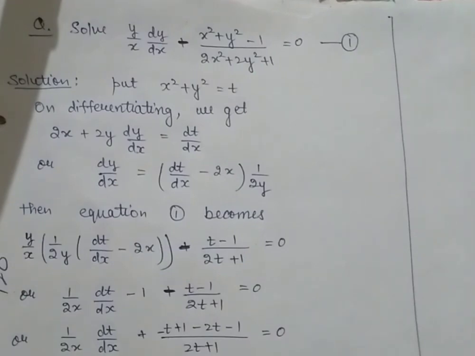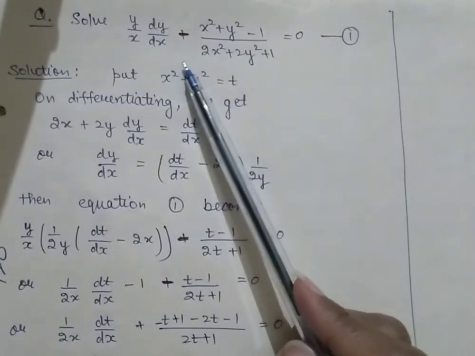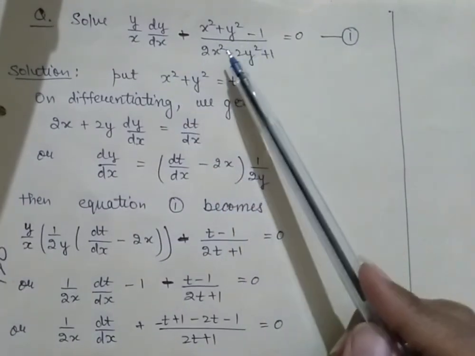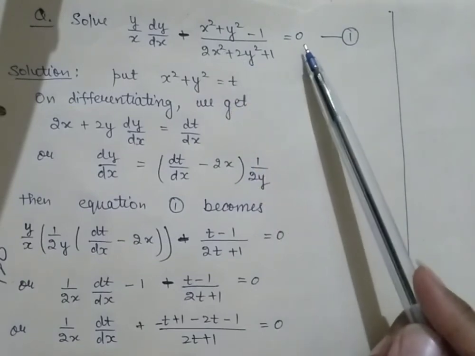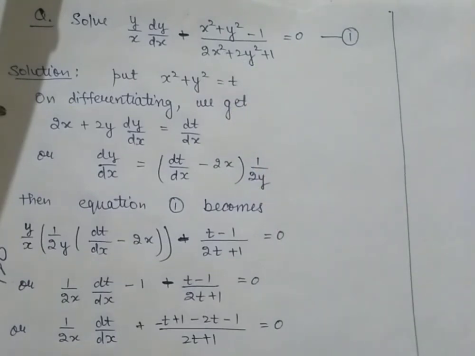Now we have a question: solve y by x dy by dx minus (x square plus y square minus 1) divided by (2 times (x square plus y square) plus 1) equal to 0. We want to solve this equation with the variable separable method, but directly it is not possible to separate variables. So we make a substitution. We put x square plus y square equal to t.